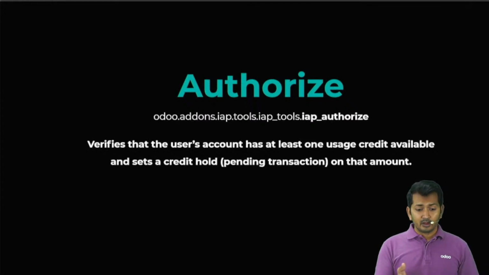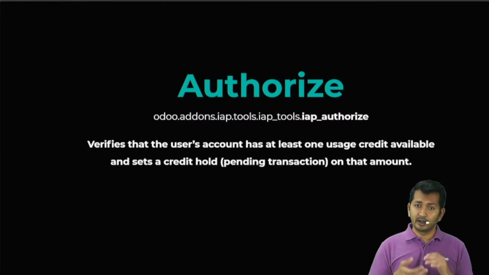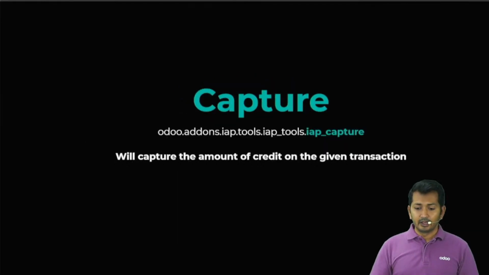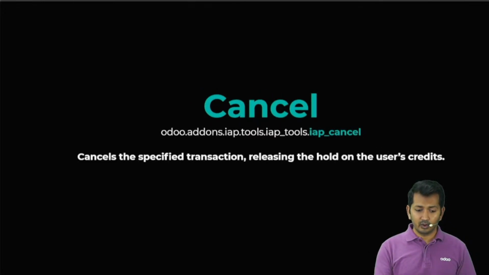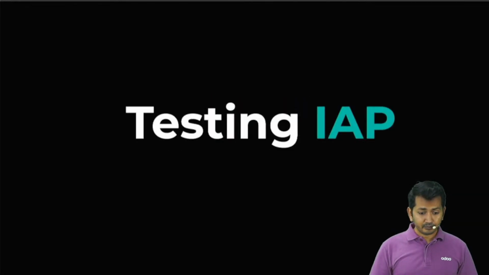Authorize will verify the user account has enough credit, and if there is enough credit, then it will basically do the credit hold. Capture will capture the amount that we previously had a credit hold on. Cancel will cancel the credit hold that we had, and it will cancel the transaction, and it will not charge any credit to a customer.